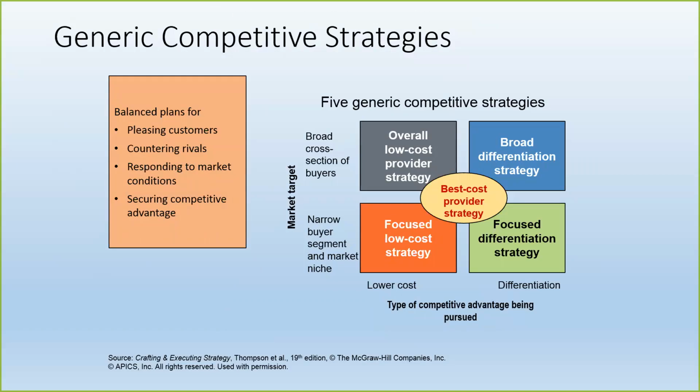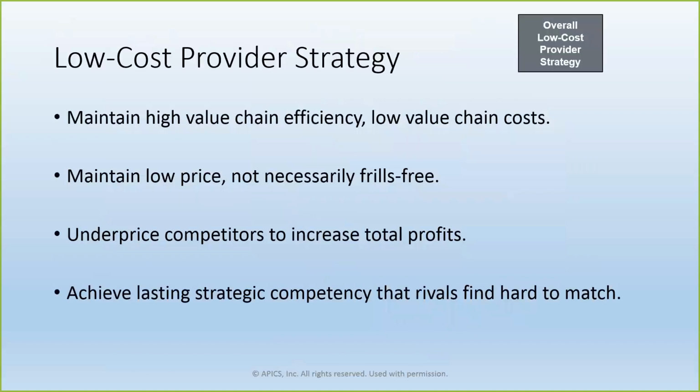And like I said, the takeaway from today's presentation is that our business strategy, our operations strategy, and how we compete in the marketplace must all be facing the same direction. They must be aligned. So with that in mind, let's take a look at the first of these, which is the low-cost provider strategy.